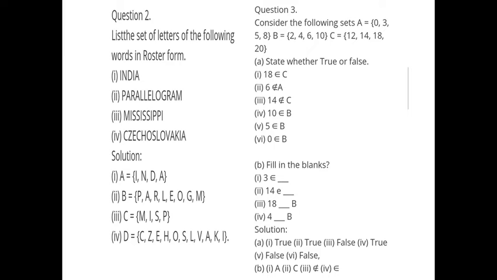Second question. List the set of letters of the following words in roster form. What is roster form? Already we said, if a set is described by listing all the elements of the set, it is said to be in the roster form. The first is India they have given. So always the set should be written within the curly braces or within the set bracket.